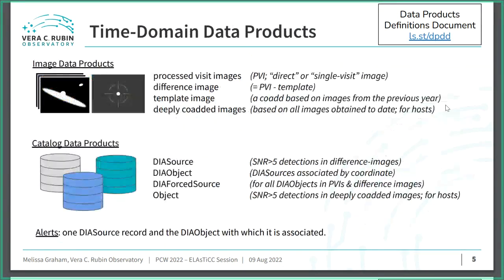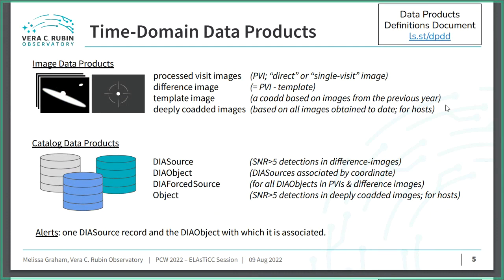So that's some context for alerts. So I wanted to just pick out now even a little finer detail data products that are useful for time domain astronomy, and really give you some of the nomenclature as well. So we have processed visit images, also called PVIs, also called direct images or single visit images. Yeah, so we have lots of names. They're also called calexps. So there's so many names for these.